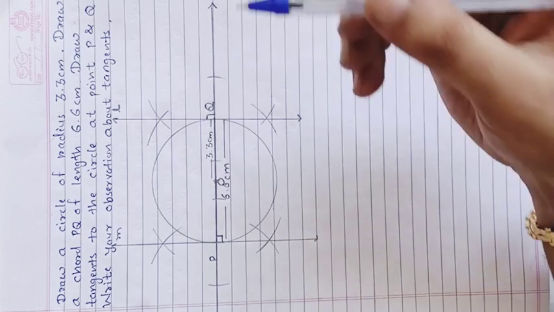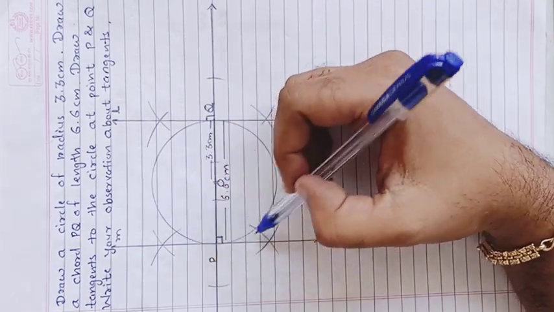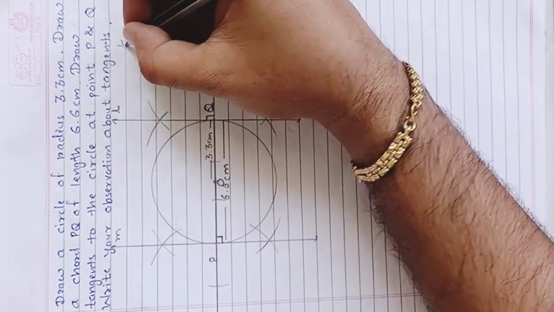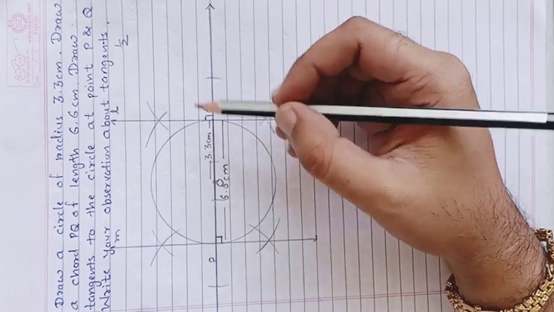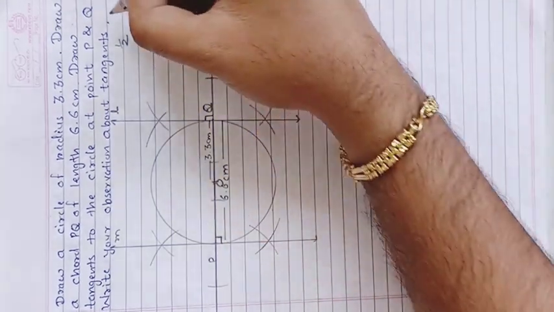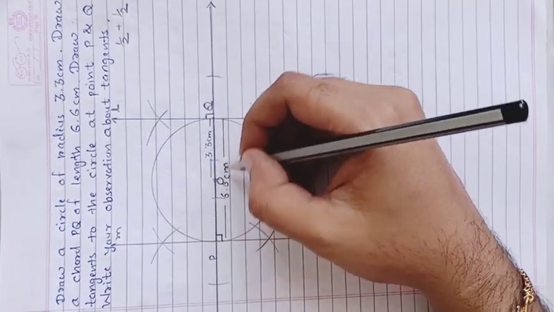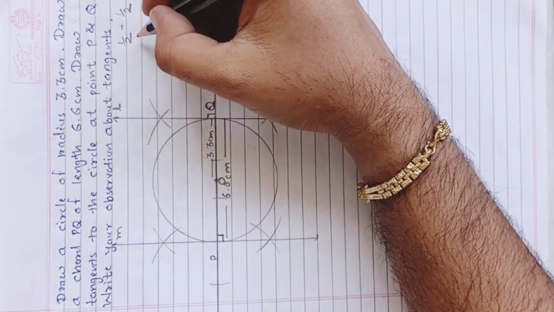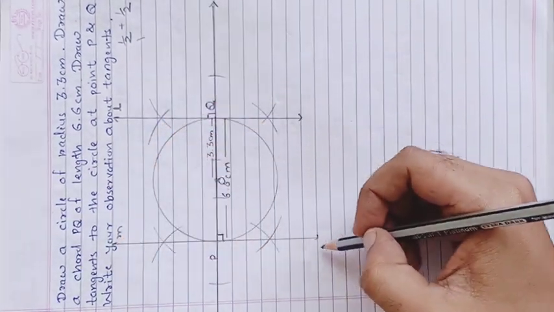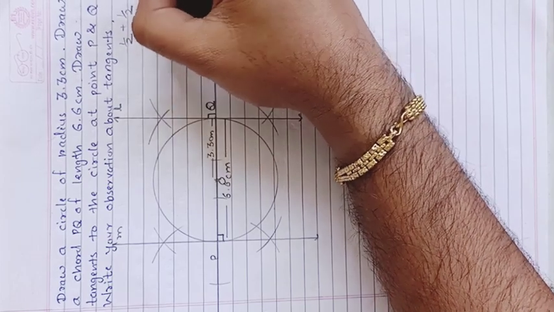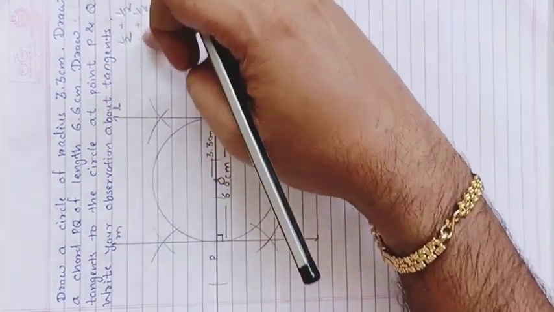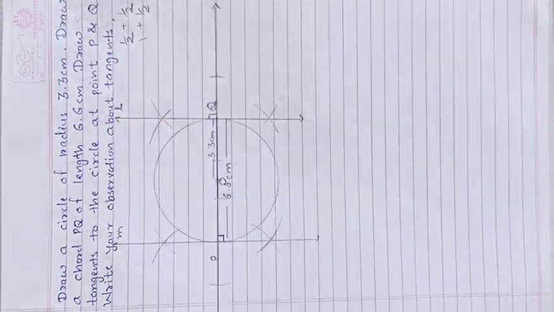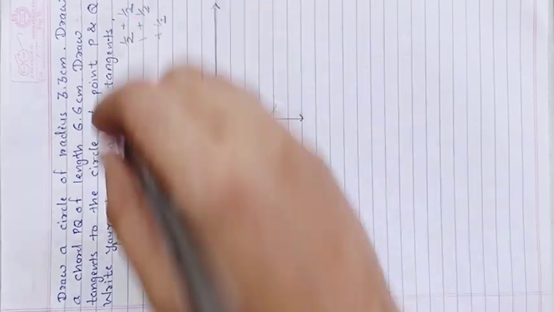Now how to give marks? First, the circle with radius 3.3, you will get half mark. Then if you have drawn a diameter, you will get another half mark. Diameter and measurement 6.6. If you have drawn a perpendicular through line L, you will get 1 mark, and for M you will get half mark. So for both you will get 1.5 marks. So total 2.5 marks, plus half mark you will get for observation.